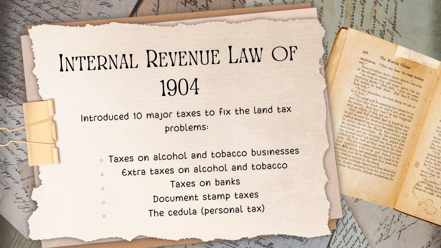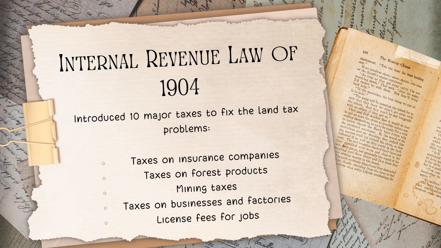Next is the cedula, or the personal tax. It is a tax that every adult male had to pay each year. After paying, they got a paper called a cedula, which also serves as an ID. Next is the taxes on insurance companies. These are taxes paid by companies that provided protection for people's lives, homes, and businesses.